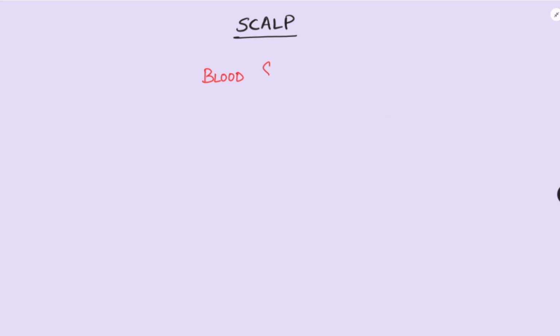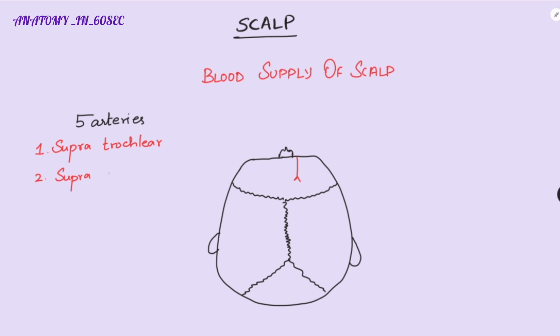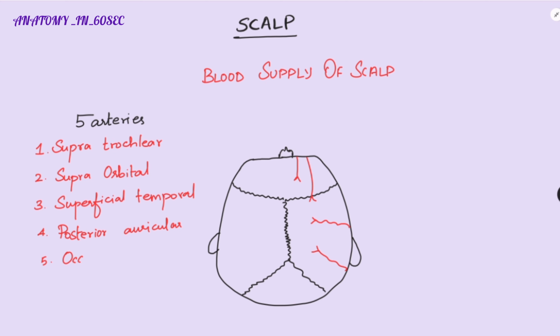Let's see the blood supply of scalp. Here we have represented for one side of the scalp. From the front, it is supratrochlear artery, then supraorbital artery, and the superficial temporal artery supply in front of the ear. The posterior auricular artery and the occipital artery supplies behind the ear. The occipital artery is a tortuous artery.